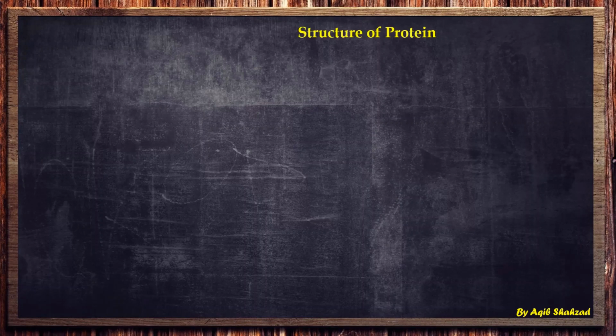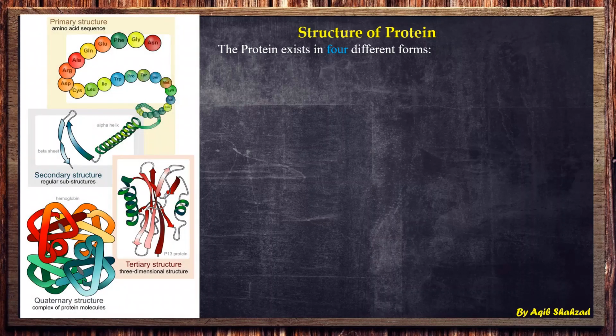As we know, protein structure is made up of four components. Protein exists in four different forms for different types of structure, as we already know. So here we have the primary structure, the secondary structure, the tertiary structure, and the quaternary structure. We are already done with primary structure and the secondary structure. So let's do a little bit of revision of it.